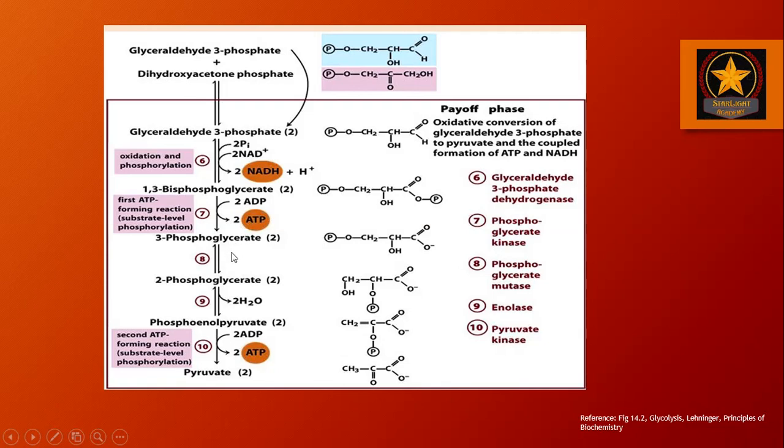3-phosphoglycerate, with the help of phosphoglycerate mutase, is converted to 2-phosphoglycerate, which upon the release of a molecule of H2O results in the formation of phosphoenolpyruvate. Phosphoenolpyruvate is irreversibly converted to the final product of glycolysis, that is pyruvate, with a gain of two molecules of ATP. So in the payoff phase, we get 2 plus 2, 4 molecules of ATP, and in the preparatory phase, we lose 2 molecules of ATP. So the net gain of ATP molecules is 4 minus 2, that is 2.